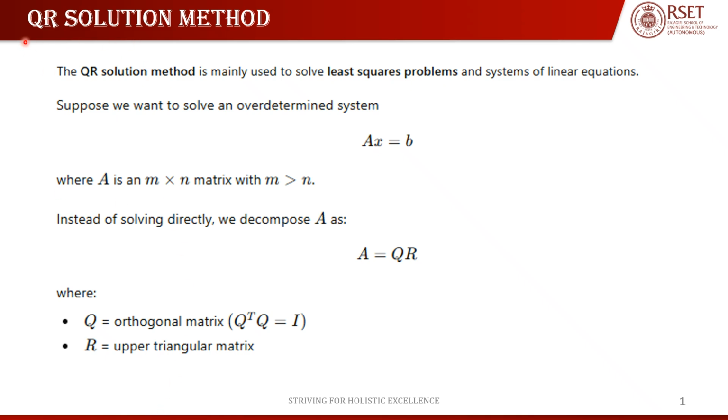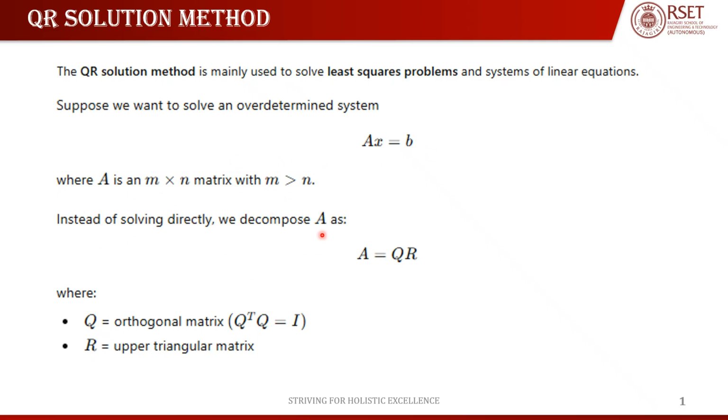So in today's session we'll be dealing with the QR solution method. This QR solution method is mainly used to solve least square problems and also systems of linear equations. Suppose you are given the system Ax = b, where A is some m by n matrix where m is greater than n.